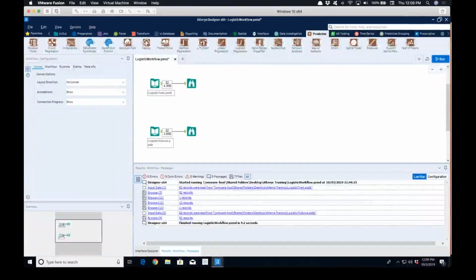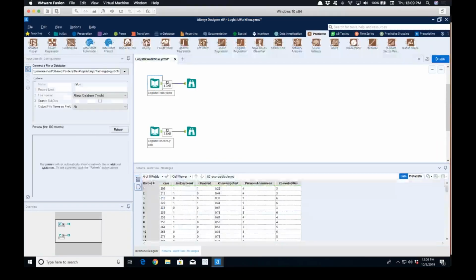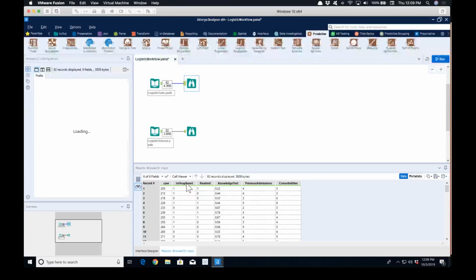Okay, so we're going to look at this data, and I have a data set called Logistic Train, and that's what I'm looking at right now. Let's look at everything that's in here. We have a case number for each case in our data file, and then we have this first variable called in-hospital event.